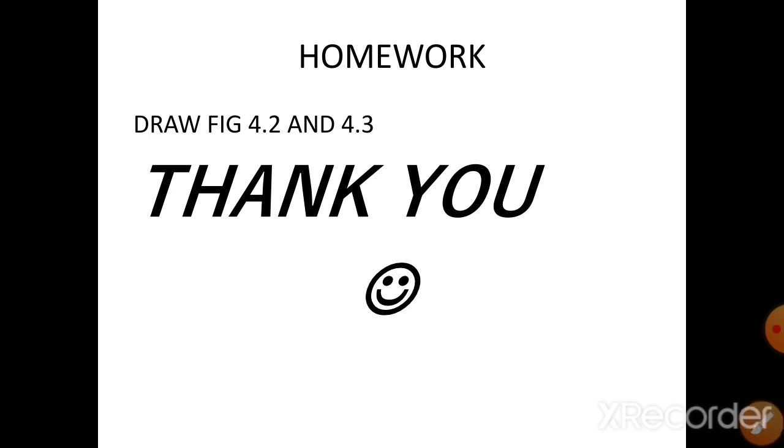Okay, so this is all for today. We have done till the tongue. Today we did the mouth and the things present in the mouth, your teeth, different types of teeth, and the functions of the tongue. Your homework is to draw figure 4.2 and 4.3. Draw them on the blank side of your exercise books, neatly, label them properly, and you can submit it. I will send a message in the group when to submit it.